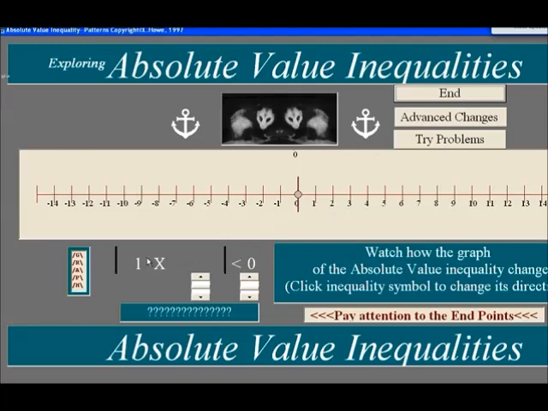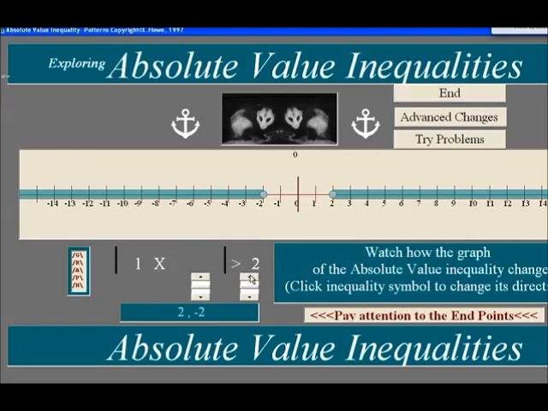Now, let's look at this. I've got the absolute value of x is less than 0, and right now there's an open circle. If I click on greater than, it says the absolute value of x is greater than 0. It should be everything except that 0. I have an error there. And let's put some numbers in here. Let's just take a nice comfortable number like 2. The absolute value of x is greater than 2.